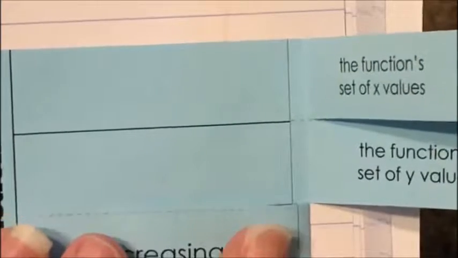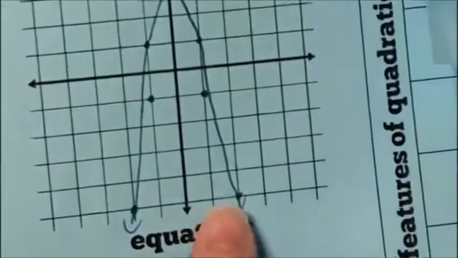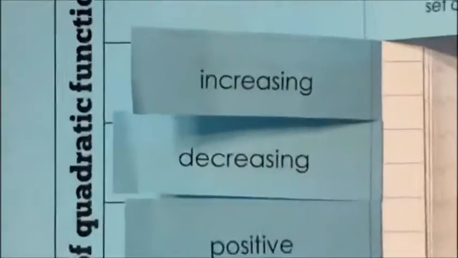The first one says domain. The domain is the function's set of x values, so that's all the x values. If I look at my graph, my x values will continue to get bigger the further I go. So my domain is going to be -infinity to +infinity. No matter what, my x values are going to get bigger every single time.